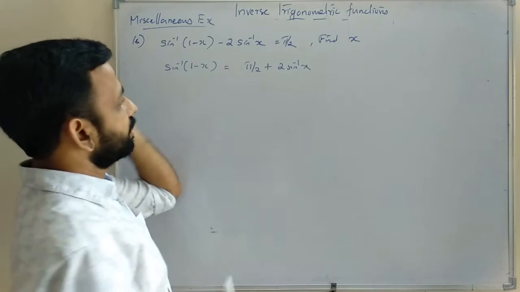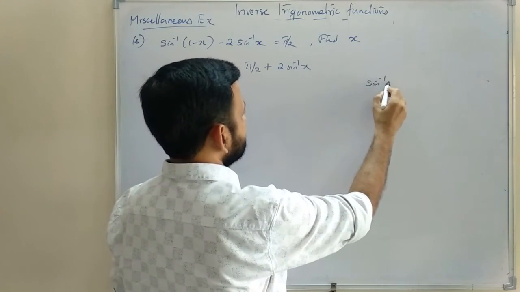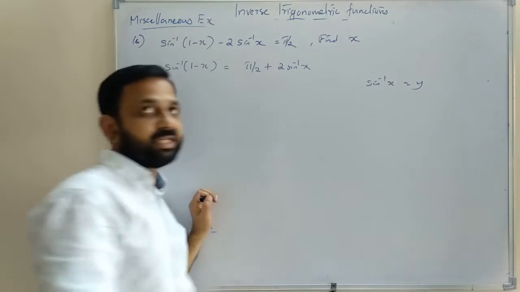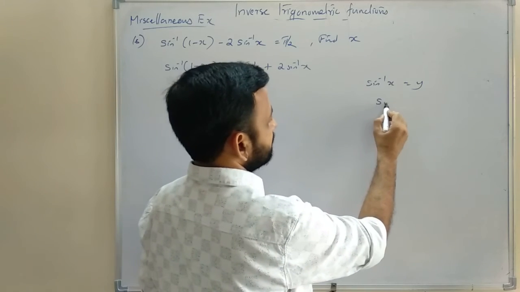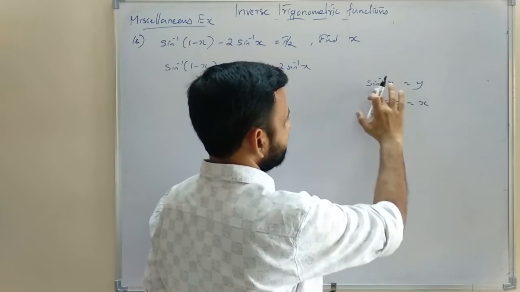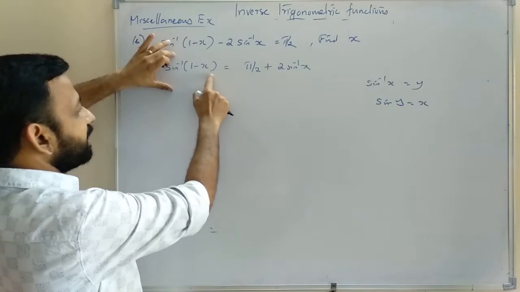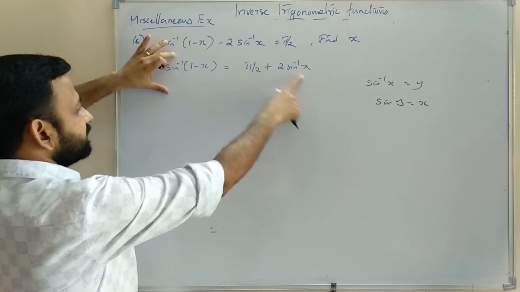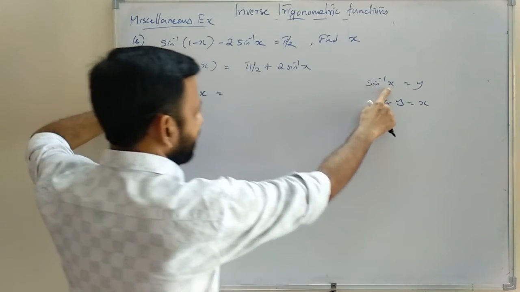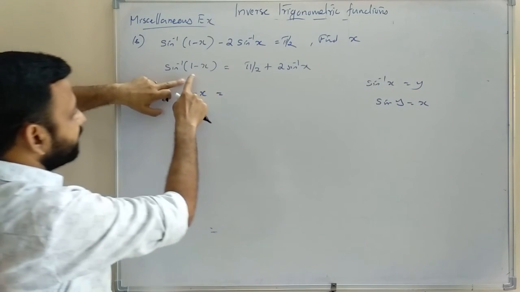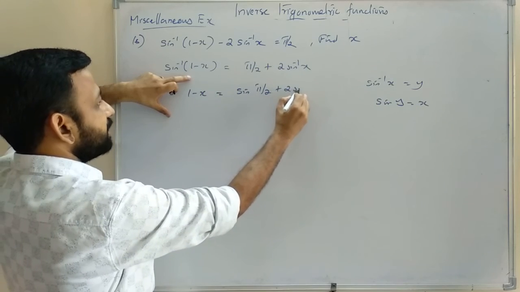Then sin inverse x is equal to y. If sin inverse x is equal to y, then sin y is equal to x. So here sin inverse of (1 minus x) is equal to pi by 2 plus 2 sin inverse x. Therefore 1 minus x is equal to sin of (pi by 2 plus 2 sin inverse x).